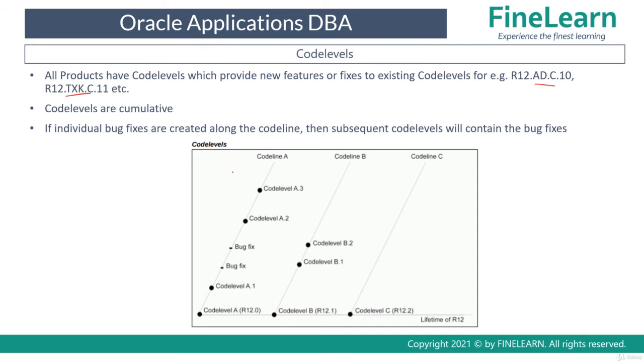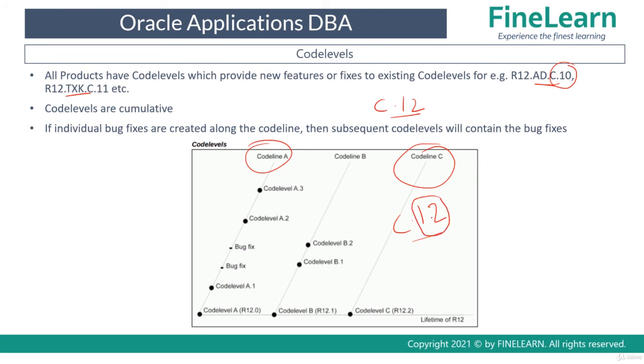And as you can see here, in code line A or code line B or code line C, you'll be having different code levels. And these code levels are specific to a product, which means, for example, I have, let's say, the AD product. In the AD product, I have a code line called C, which is release 12.2, and the code levels are these numbers: C.10, 11, 12, 13, etc. The AD latest code level is, for example, C.12. That is, for release 12.2, the latest version available at this point in time is C.12. That is the code level.